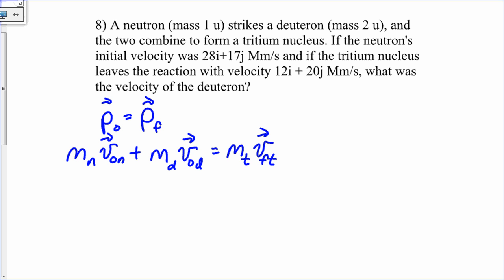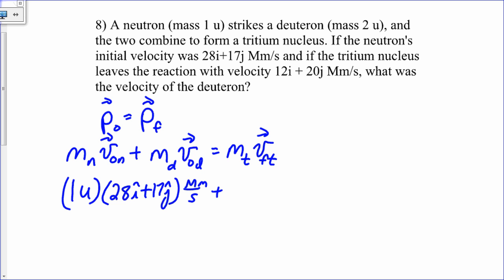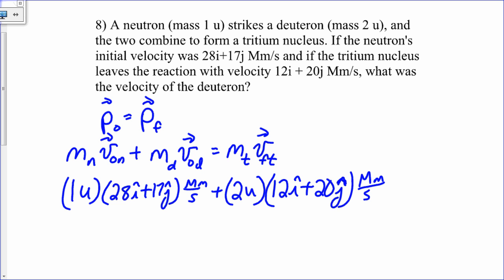I can put in my numbers here. The neutron is 1 u times 28i plus 17j, in megameters per second. Plus the mass of the deuteron, which is 2 u, times its velocity, which is 12i plus 20j, also in megameters per second. And that's going to equal the mass of the tritium, which is 3 u, times its final velocity.